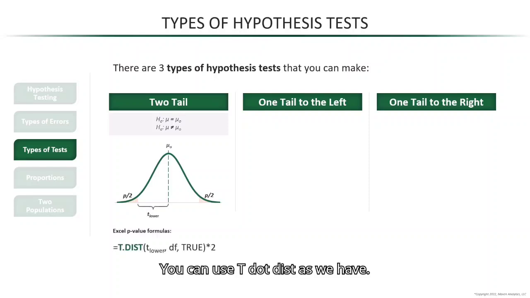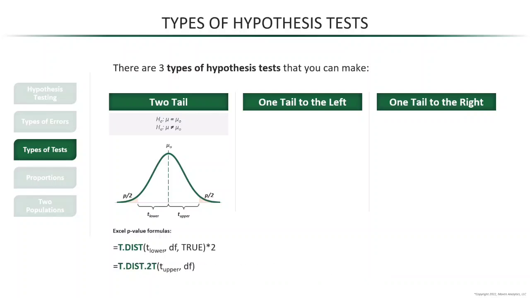You can use t.dist as we have and use a negative test statistic to grab the cumulative probability of the area on the left and then just multiply it by 2 to get the total p-value. But if you have a positive test statistic like we did in the previous assignment, then you can either do 1 minus t.dist and then multiply by 2, like we did, or you can actually use the t.dist.2t function for two-tail, which we hadn't seen before, but will automatically return the area from both sides.